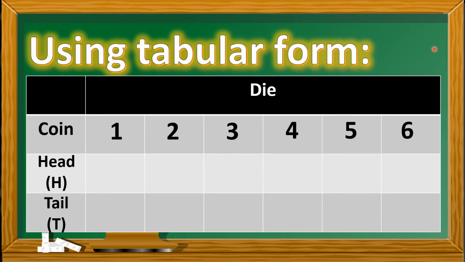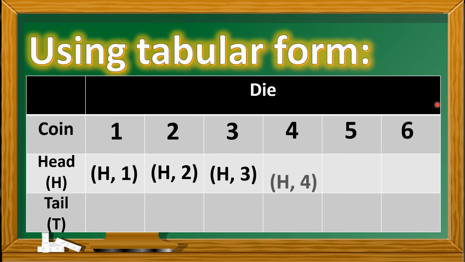Just like when you were multiplying during your elementary days, you used a multiplication table. It's like this one too, and like the Punnett square that you use. Just combine this column and this row. The first outcome would be head and 1. Next, head and 2, so we have H2. Next, head and 3, so we have H3. Head and 4, so we have H4.